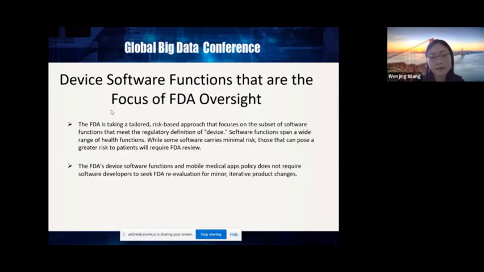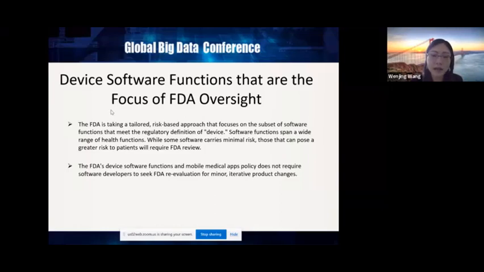So the last scenario is the device software functions that are the focus of FDA's oversight. Basically, if your software becomes either a class 2 or class 3 device, based on the FDA's risk-based approach, then FDA would expect you to send an application. It could be the 510(k) application or the PMA application.